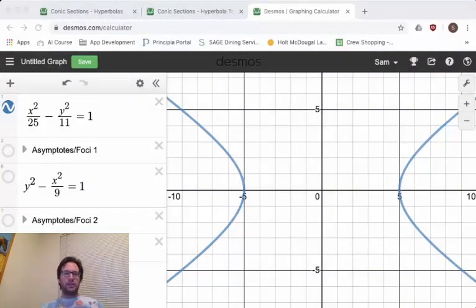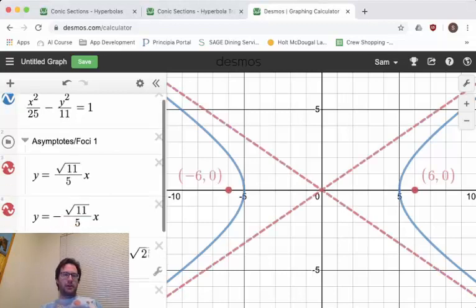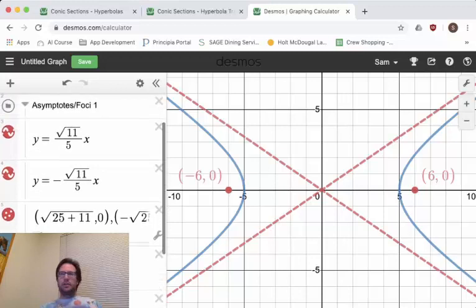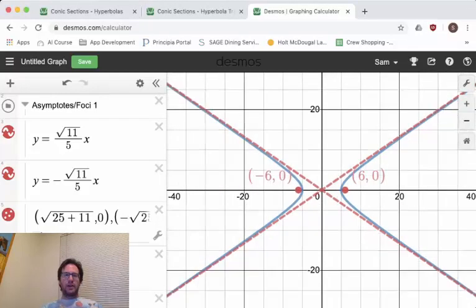So here on the graph, we can see what this hyperbola looks like. It opens left and right. And if we chart our asymptotes and look at the equations, we can see that we get, for our asymptotes, square root of 11 over 5x and negative square root of 11 over 5x. And for our foci, we get positive and negative 6, comma 0. Once again, for those asymptotes, as we zoom out on the graph, we see that the shape of the hyperbola really approaches the shape of those asymptotes.